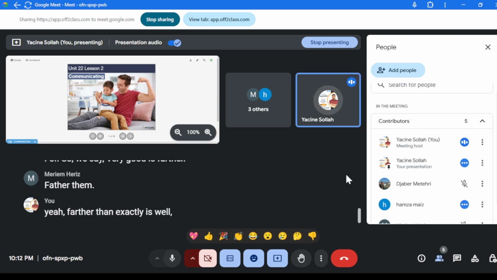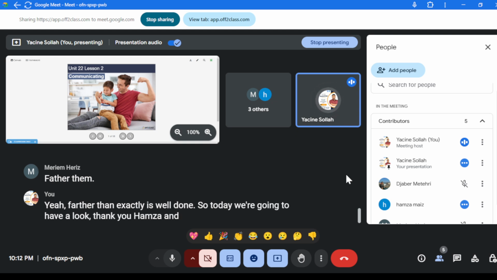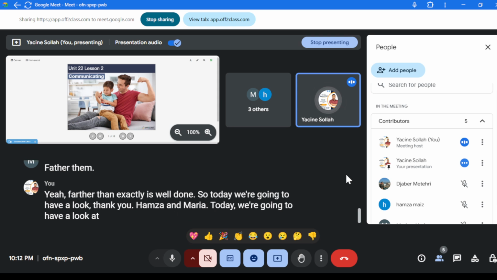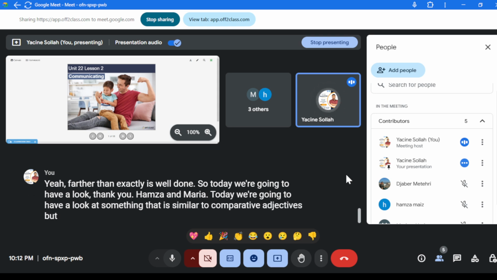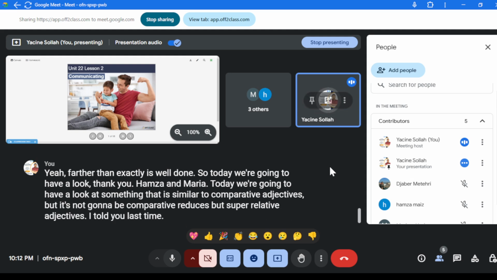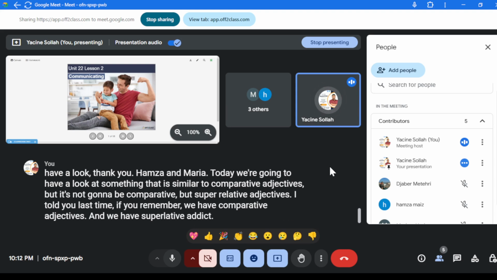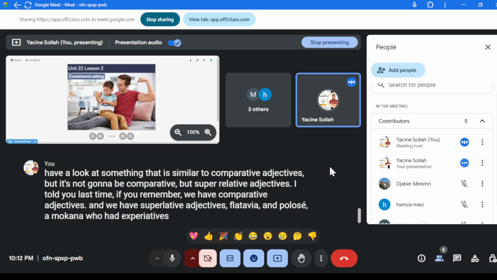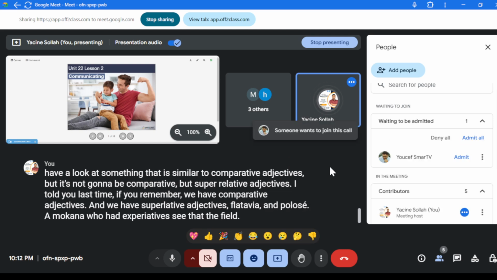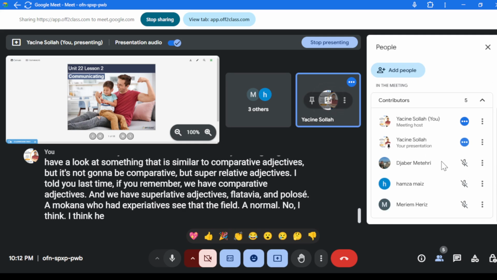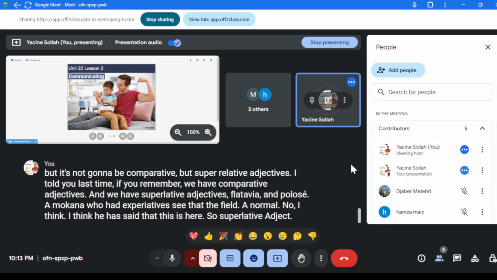Well done. So today, thank you, Hamza and Mariam, we're going to have a look at something that is similar to comparative adjectives, but it's not going to be comparative adjectives, but superlative adjectives. I told you last time, if you remember, we have comparative adjectives and we have superlative adjectives. In Arabic we say المقارنة and superlative is صيغة التفضيل. So superlative adjectives.